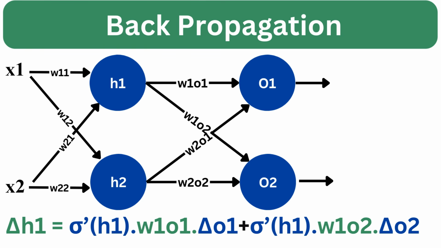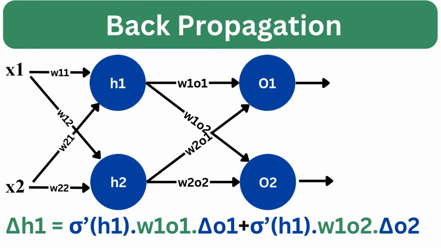It will be multiplied with the delta at O1, as H1 is connected with O1, and the weight that is connecting the H1 and O1 will be multiplied. So these three things will be multiplied together: derivative of H1 times the delta of O1 times the weight W1O1.